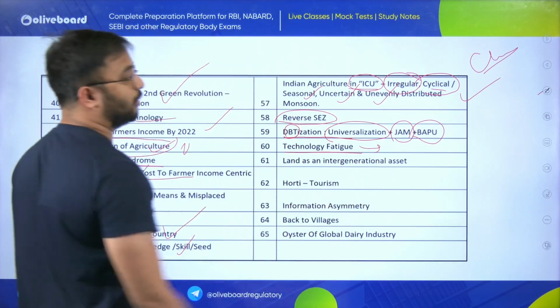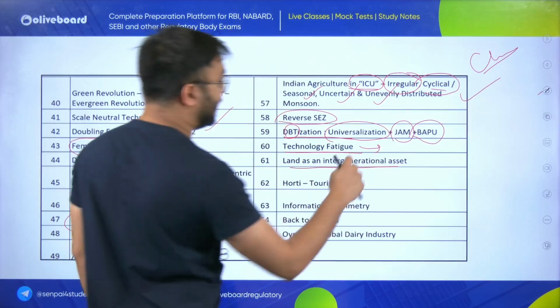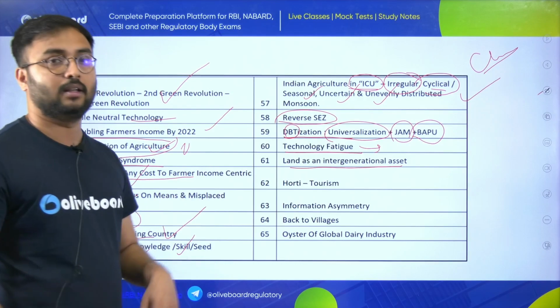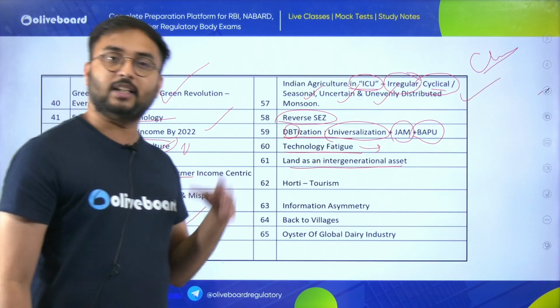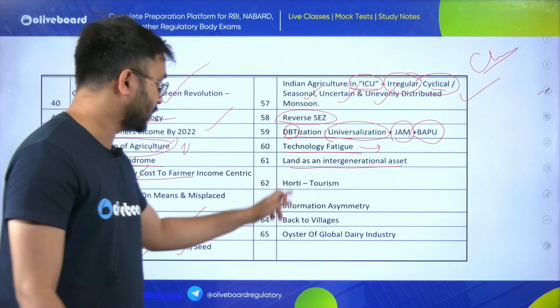Technology fatigue, it is nothing but excessive use of technology where even efficiency is not improved. Land as an intergenerational asset, wherever fragmentation of land comes, write this line. Land as an intergenerational asset. It is not an asset which one person can eat. No, it goes from generation to generation.